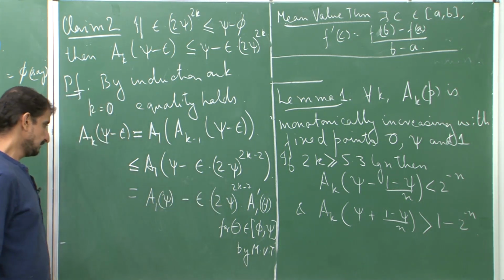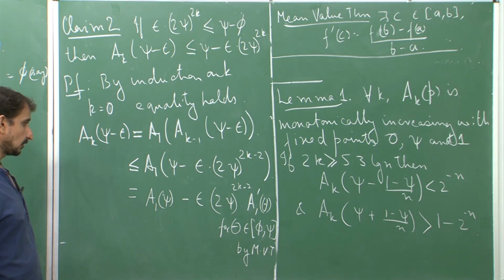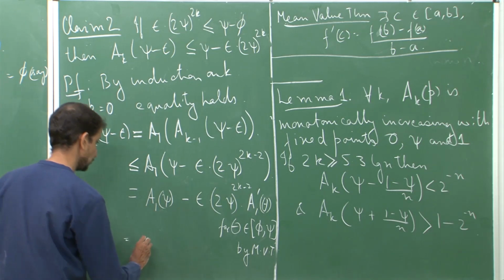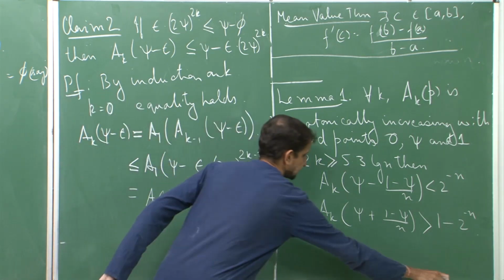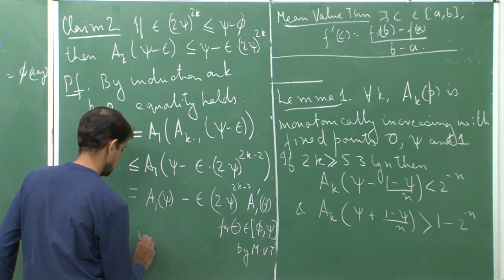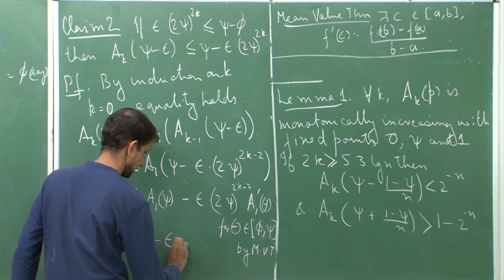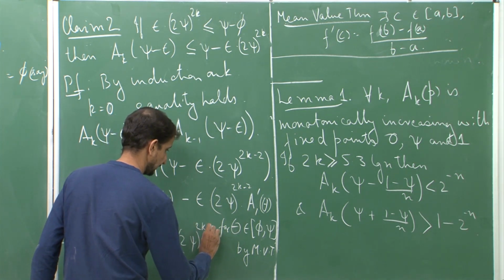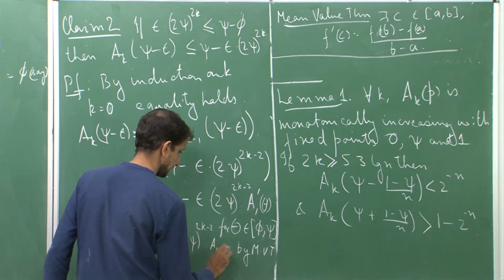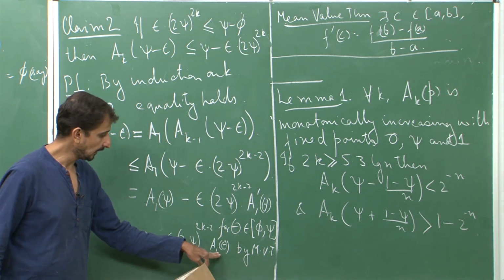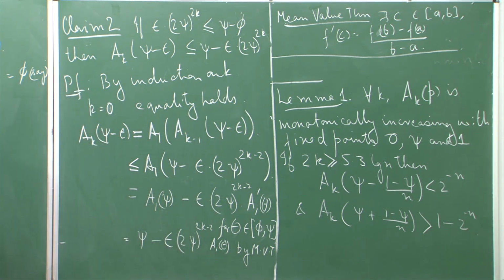So, this is the consequence of the mean value theorem, and this is equal to, since psi is a fixed point, psi minus epsilon times 2 psi to the power 2k minus 2 times a_1 prime of theta. And now, what can we say about a_1 prime of theta in terms of, let us say, a_1 prime of psi?